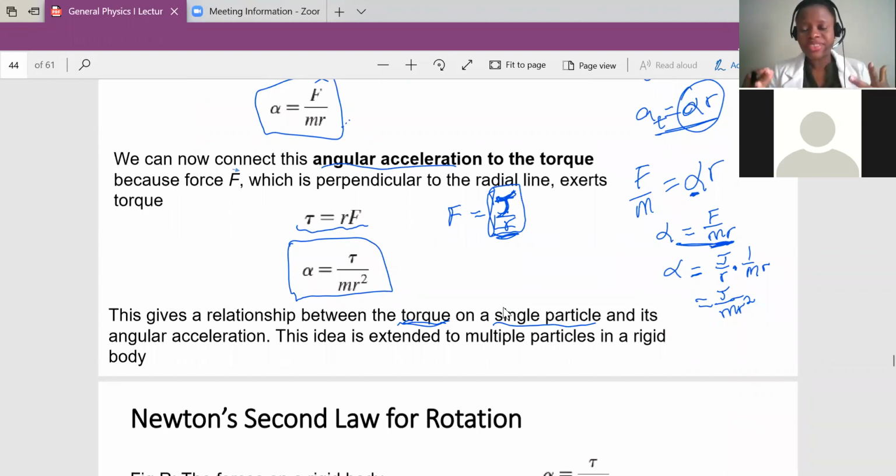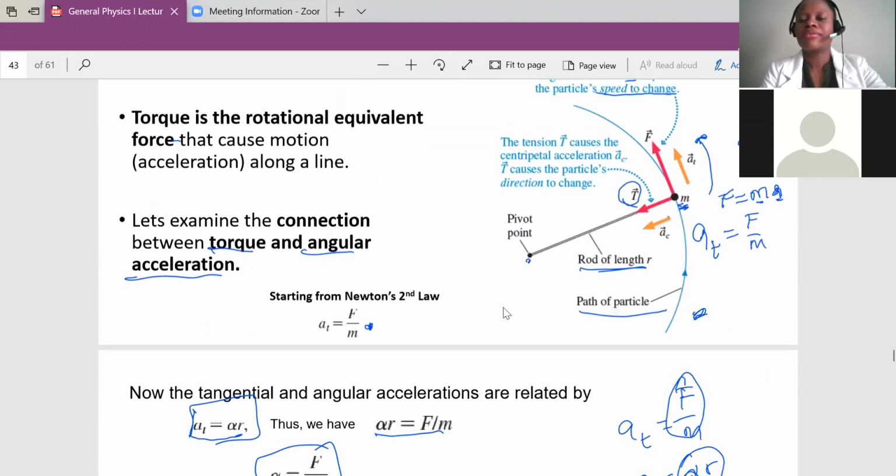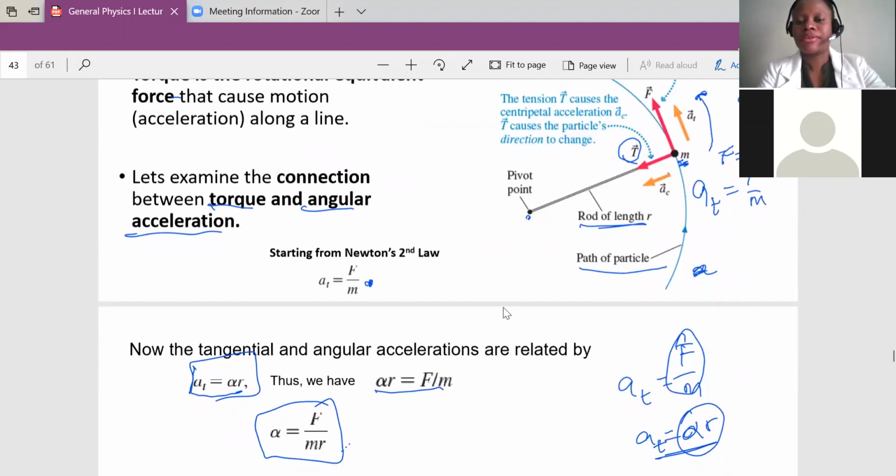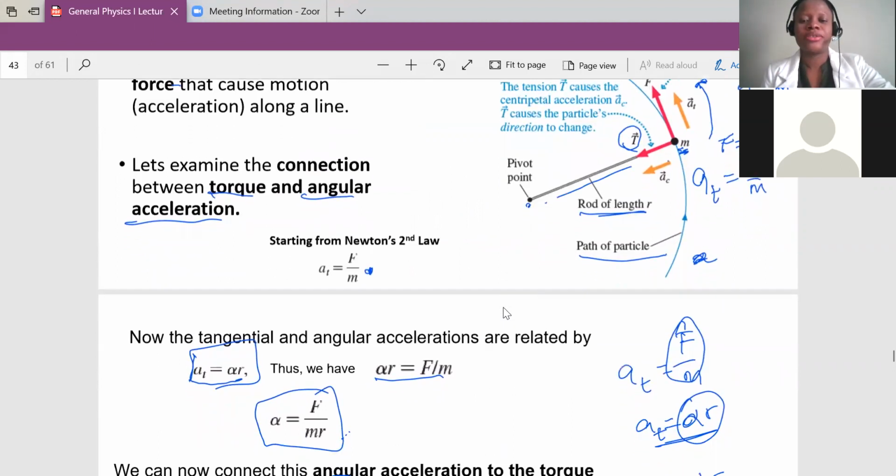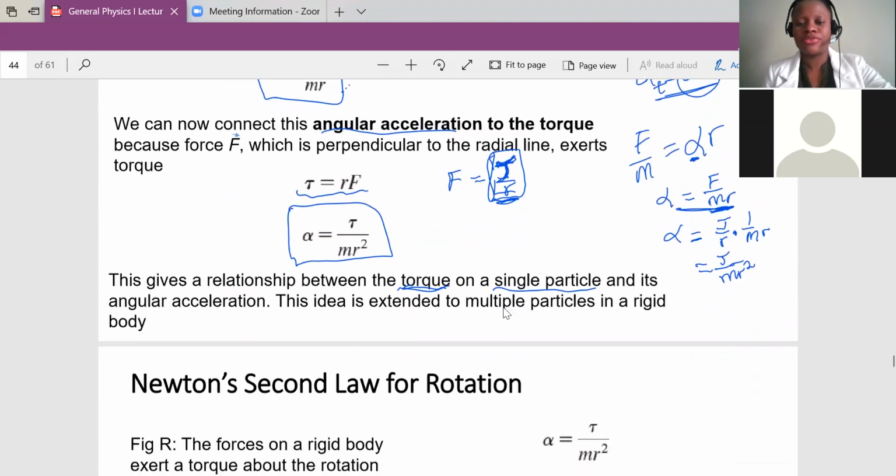We can extend this concept, which we have seen for a single particle, to multiple particles for a rigid body. Remember what a rigid body is. A rigid body is a body that will not change shape or size when it's in motion. We saw the example of the bicycle wheel. We have another example like the rod we saw in the particle part. This rod itself is a rigid body. It's not going to change shape or size as it moves, okay?